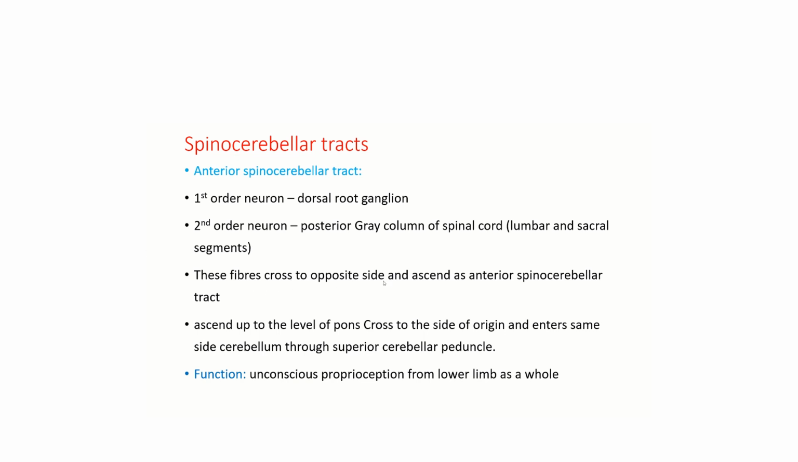So see the speciality of these fibers. They first cross to the opposite side, then ascend as the anterior spinocerebellar tract. After reaching the level of the pons, they cross to the same side of origin and enter the same side cerebellum through the superior cerebellar peduncle. So the anterior spinocerebellar tract enters the same side cerebellum through the superior cerebellar peduncle, but it crosses to the opposite side, then comes back to the same side. The function is unconscious proprioception from the lower limb as a whole, the entire lower limb.